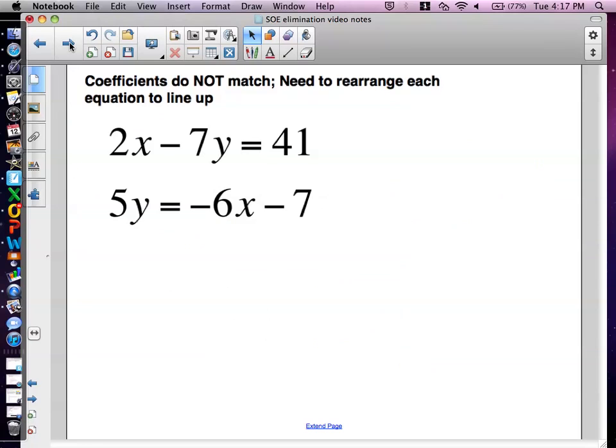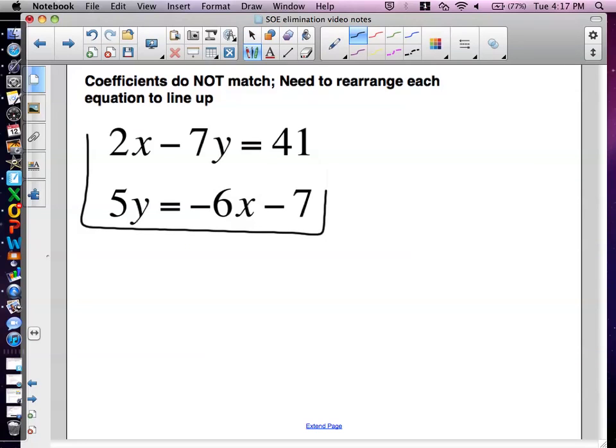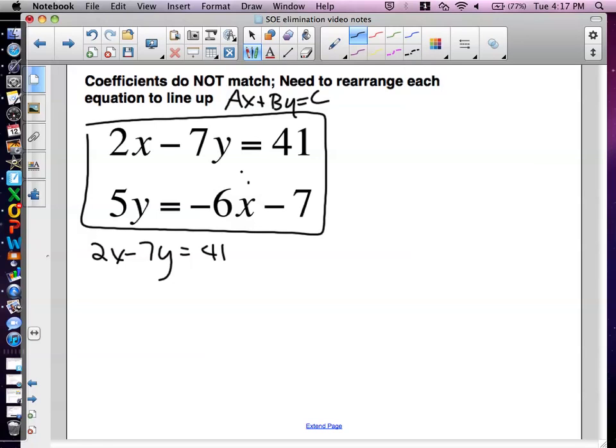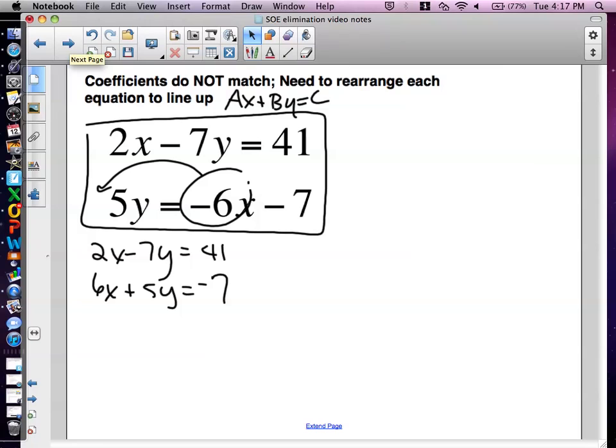Okay, so here the coefficients don't match and the equations are not lined up. So before you can do anything, you need to rearrange the equations so that they're in standard form. So here are my equations. And I would need to bring this negative 6x over to the other side. And now I can analyze my system.